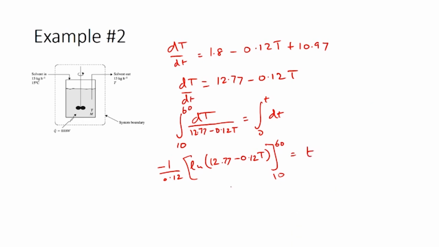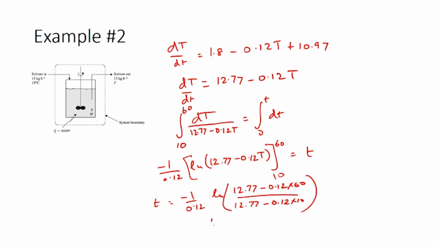So, from here you can solve this equation. So, t would become minus 1 by 0.12 times ln of (12.77 minus 0.12 times 60) divided by (12.77 minus 0.12 times 10), and solving this equation we would get t equals 6.09 hours. So, it would take 6.09 hours to heat the given system from 10 degrees Celsius to 60 degrees Celsius.